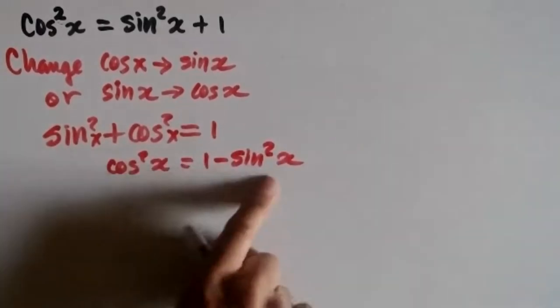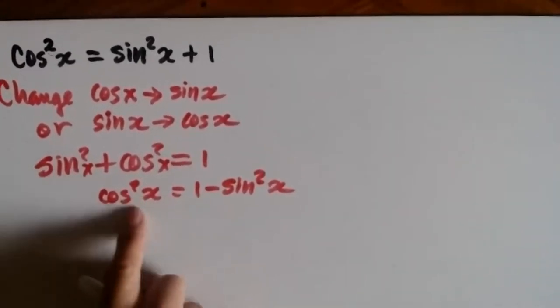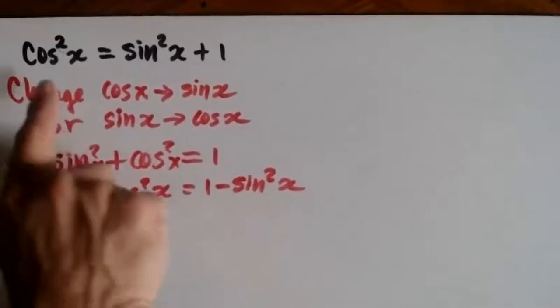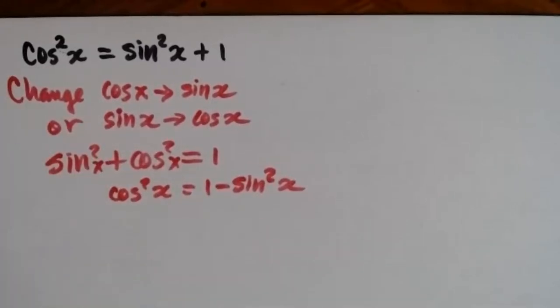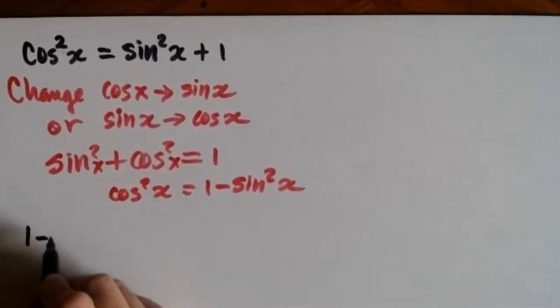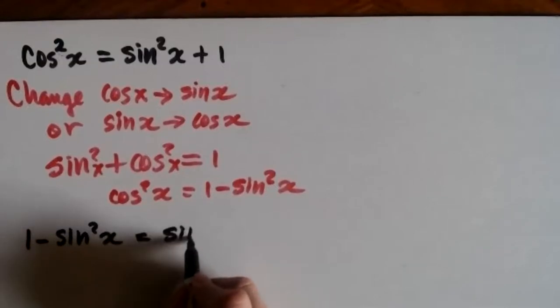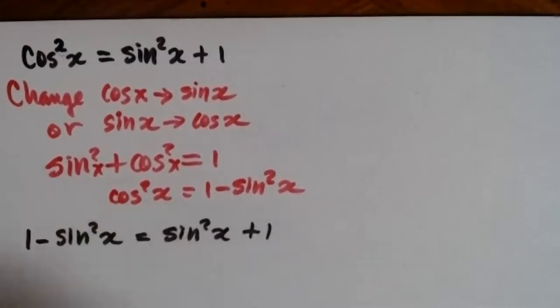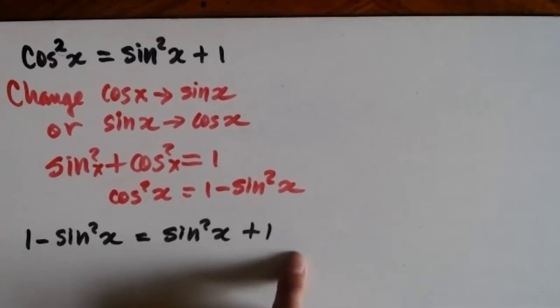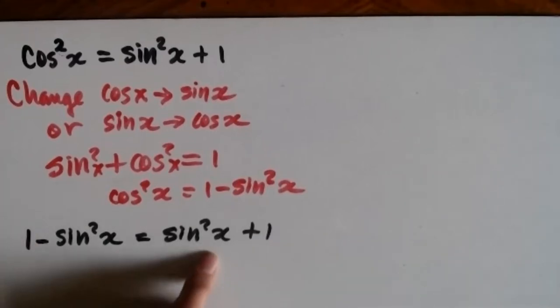So you know this happens. So you can change the cosine by this. So it's what you're going to do right here. So you put here 1 minus sine squared x equals sine squared of x plus 1. Correct? Okie dokie. Now I'm going to group everything together. So I'm going to move these ones to this side.